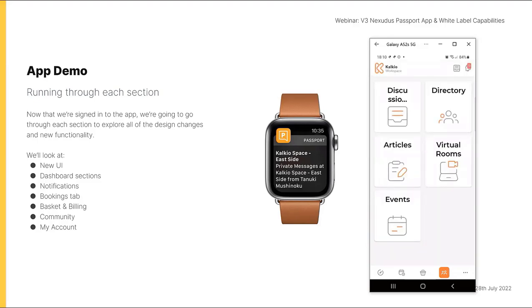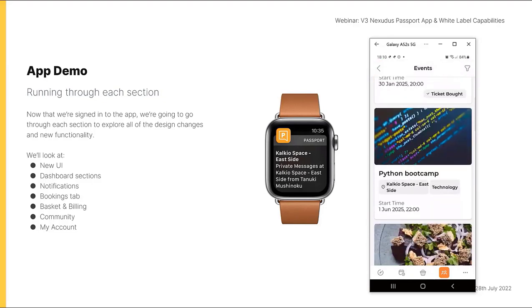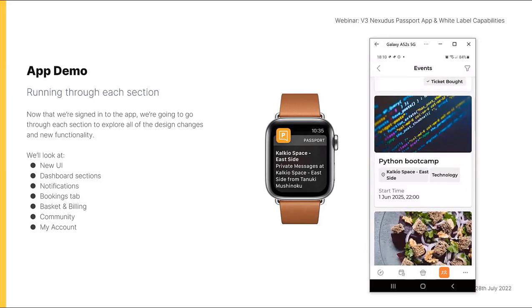Lastly, we have the Events section. Here, customers can view upcoming events being hosted by the space. All key information, such as time, date, and cost, can be easily seen.